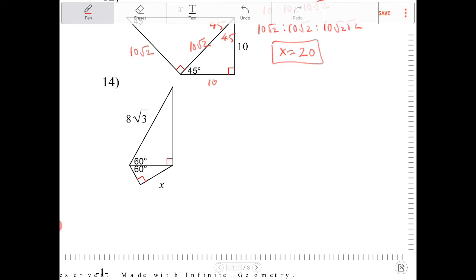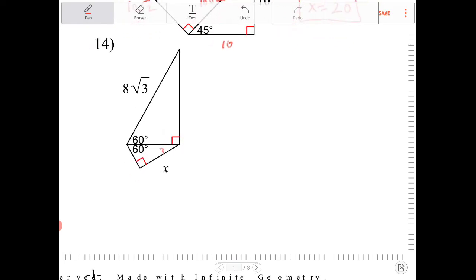Alright. Number 14. So this is 30. This is 30. So in a 30, 60, 90 triangle, I'm dealing with 1, 2, radical 3, where 2 here is the hypotenuse. Okay? So I have 8 radical 3 as the hypotenuse. And now I've got to find the other two lengths. So what am I multiplying? I'm going to call it x. What am I multiplying 2 by to get 8 radical 3?